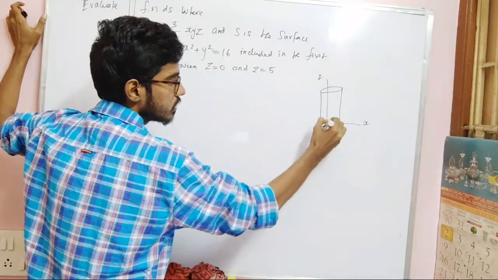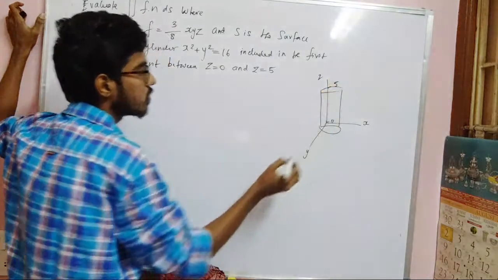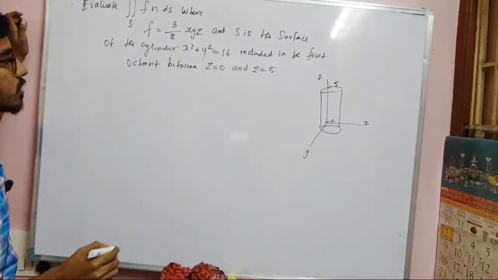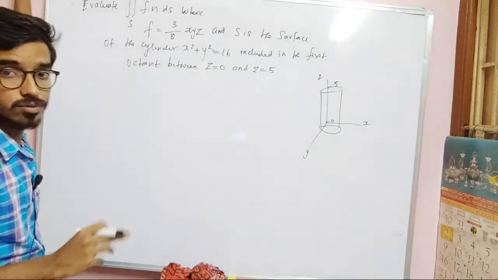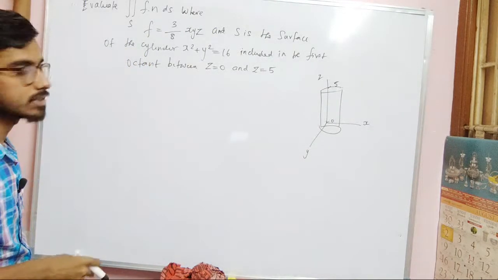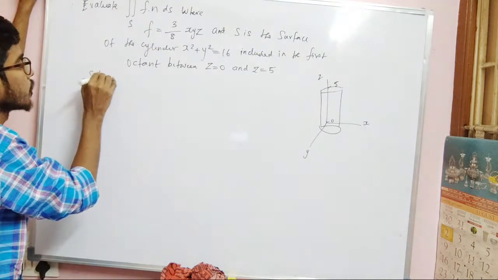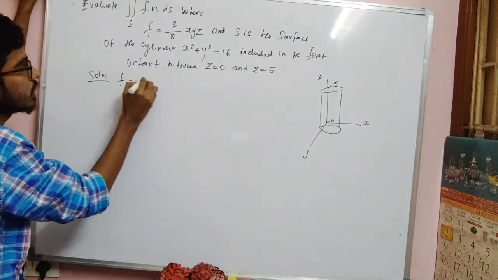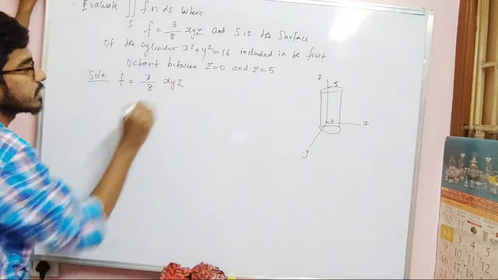So this is z is 0 and z is 5 in the first octant, right? Yes. Now you can see they are given small f, so we don't need to find del cross f. So first, they are given the solution. They are given f is equal to 3 by 8 x y z.